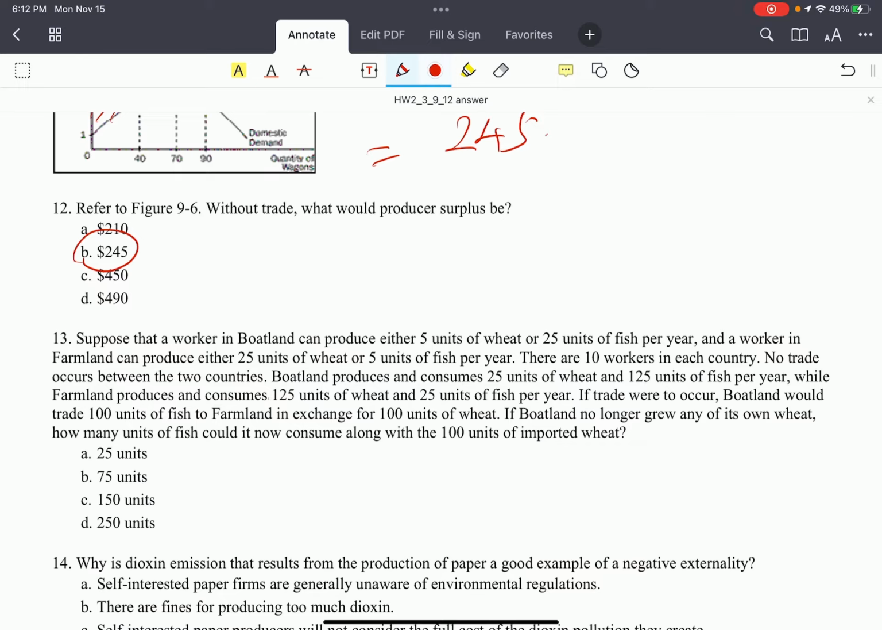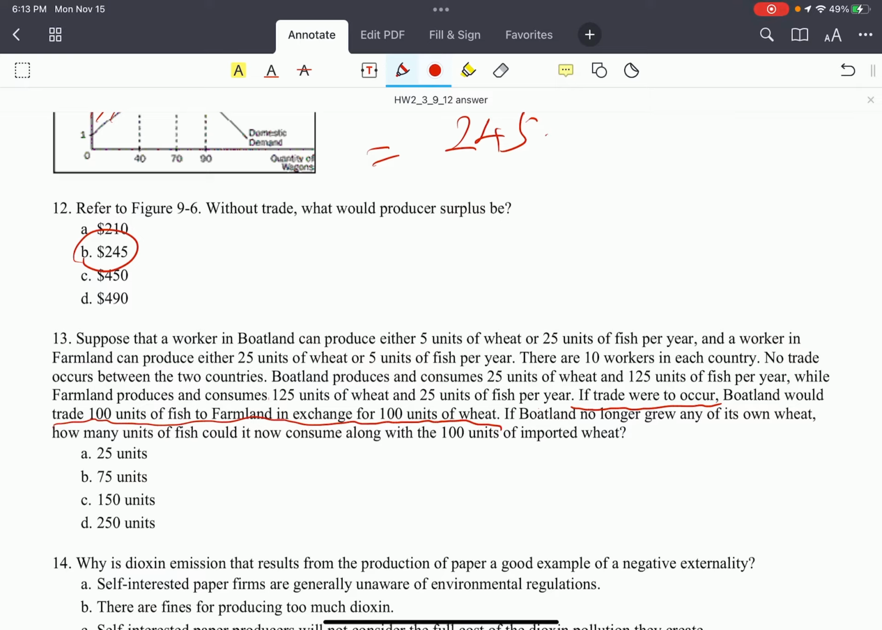Boland produces and consumes 25 units of wheat and 125 units of fish per year, and farmland produces and consumes 125 units of wheat and 25 units of fish per year. Now, we assume there is trade now. So Boland will trade 100 units of fish to farmland in exchange for 100 units of wheat. If Boland no longer grew any of its own wheat, how many units of fish could it now consume along with the 100 units of imported wheat?